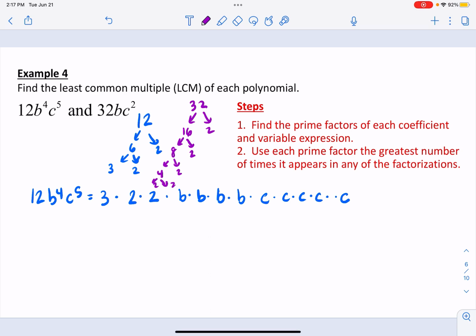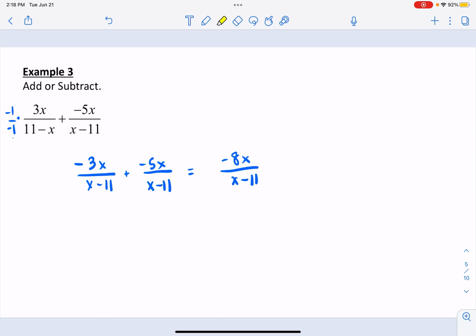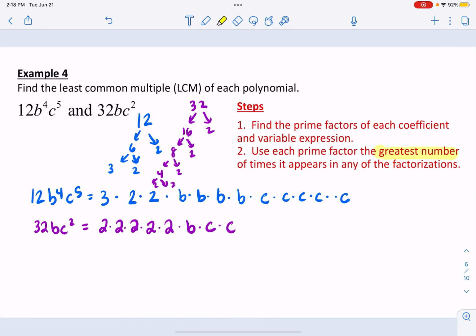So this is going to be a little bit of work for us. 32b c squared. Well, 32 is 2, 1, 2, 3, 4, 5 times. And then I have a b and I have a c 2 times. So now your least common multiple. Multiples are always bigger. Use each prime factor with the greatest number of times. The greatest number of times it appears in any of the factorizations.